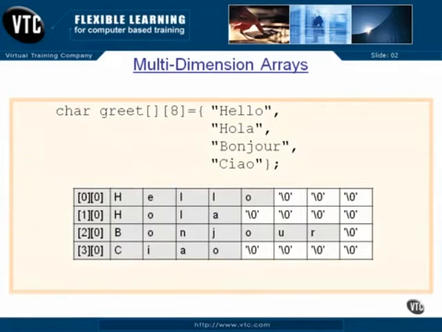Now here's an example of a multi-dimension array and what you have to provide to be able to initialize it this way.